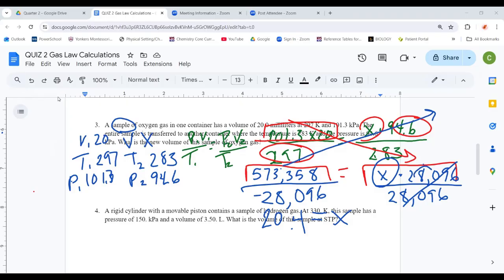So that 28,096 needed to go to the other side. So I divided both sides by 28,096. And I actually got not a very big volume change. It only changed by about half a milliliter, or 0.4 milliliters. And that kind of makes sense because it wasn't a very big change.